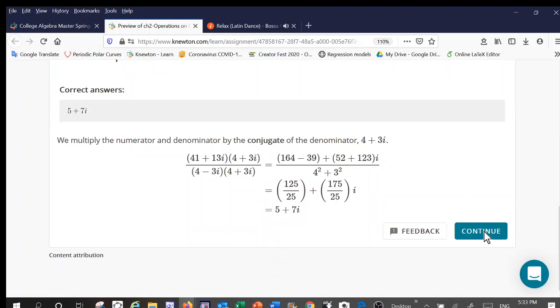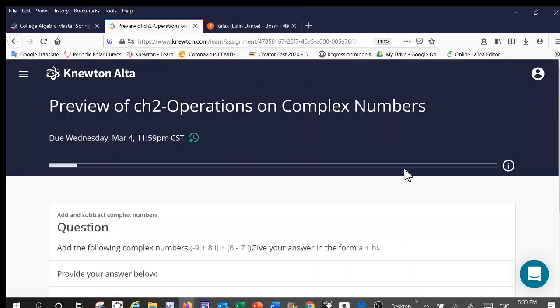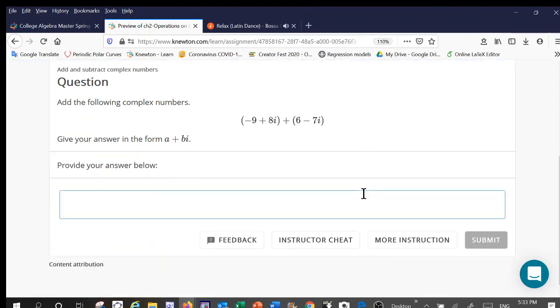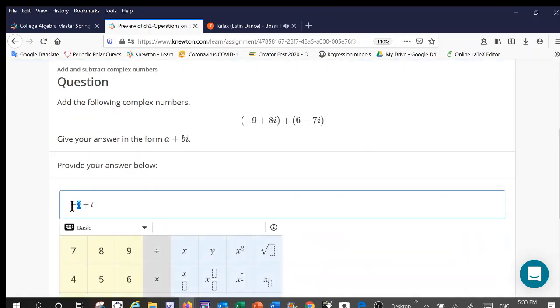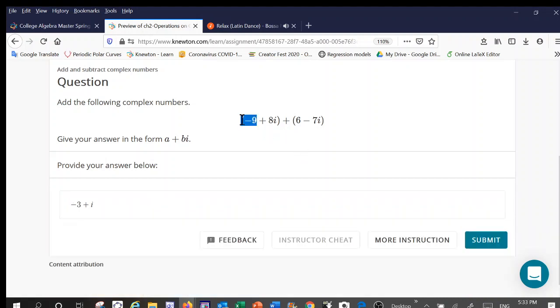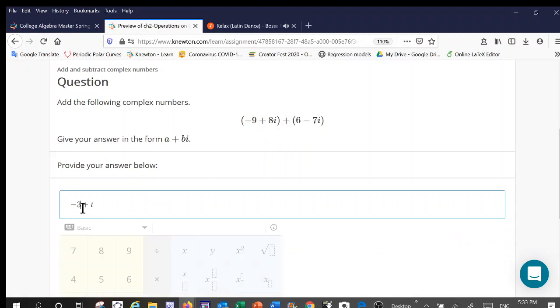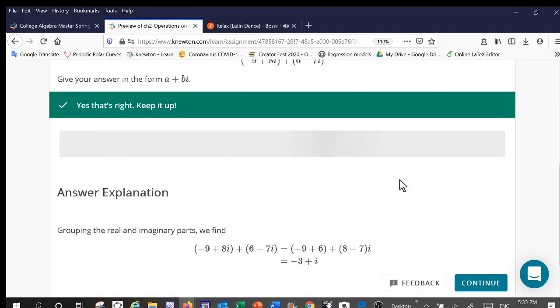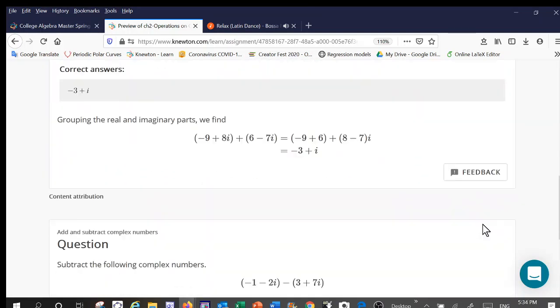And you see it here. All right, how do we add complex numbers? Well, we did a bunch of examples. We just look at it and see how we get negative 3 here. Well, because negative 9 plus 6 is negative 3. How do we get positive i here? Because plus i plus negative 7i is positive 1i. And that's how we get it.